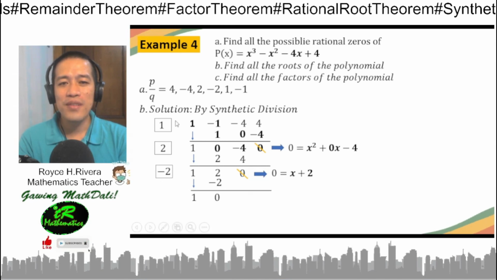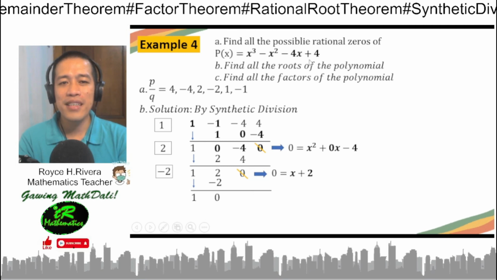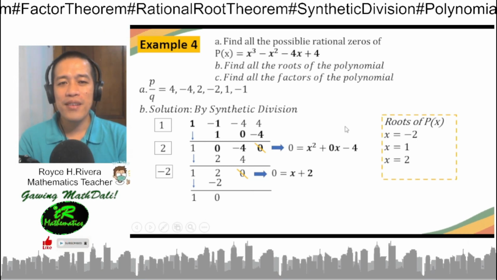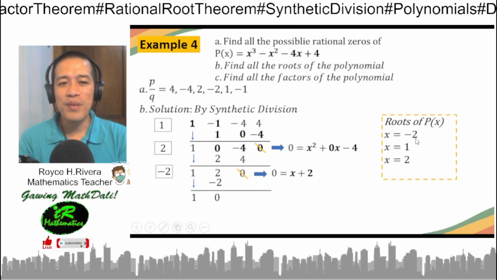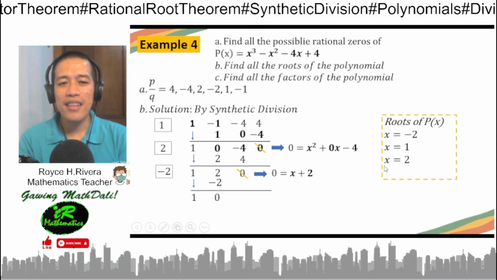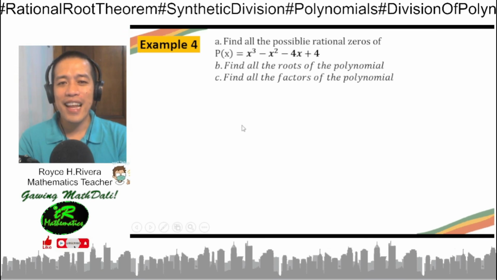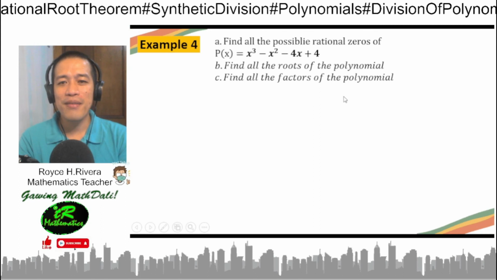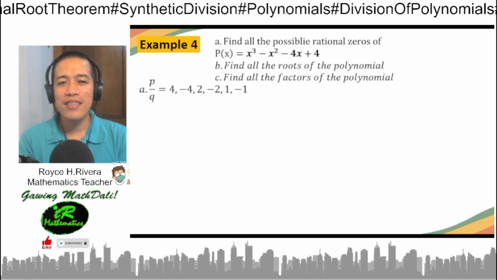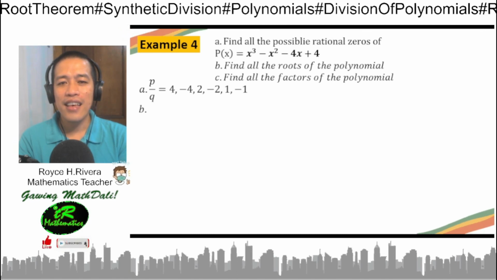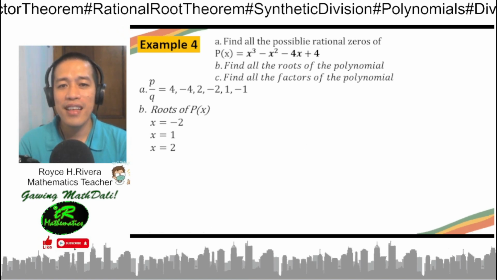So, we have the roots of the given polynomial, x raised to 3 minus x squared minus 4x plus 4. The roots of the polynomial are x equals negative 2, x equals 1, and x equals 2. Now, let us answer letter C. Find all the factors of the polynomial. Again, here are the results in letter A and letter B. Here is the solution for letter C.